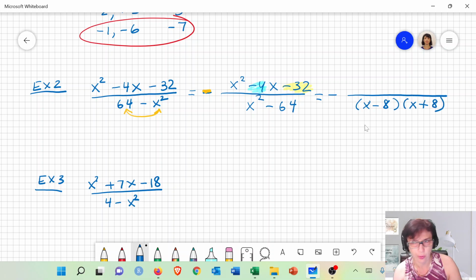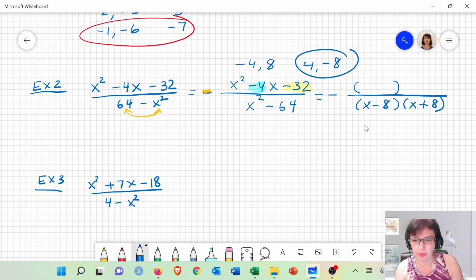This is going to happen so many times. Something squared minus something else squared is first number minus second number times first number plus second number. So that's that. And so the top should have one of these things, but I just don't know whether it's going to be x minus 8, x plus 8. So what two numbers would multiply to negative 32? That could be 4 and negative 8, or it could be negative 4 and 8. Let's see. I think it's going to be this one because it has to add up to negative 4. Okay, so that would be x plus 4, x minus 8.